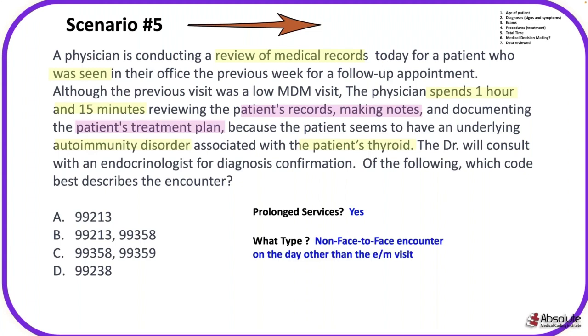And with that said, can you eliminate anything on sight? Absolutely. You can eliminate A because they're coding for the office visit. This is the E&M visit. And they're also coding for it at B. So you can eliminate the two. And the guidelines say that you cannot code the office visit with 99358 and 9. You cannot. So A and B gotta go.